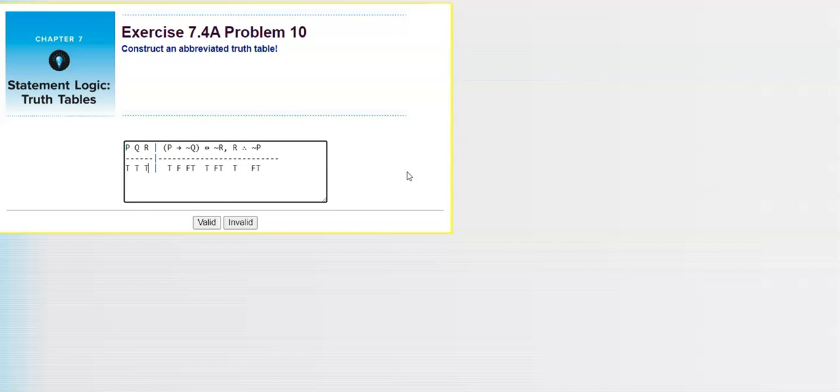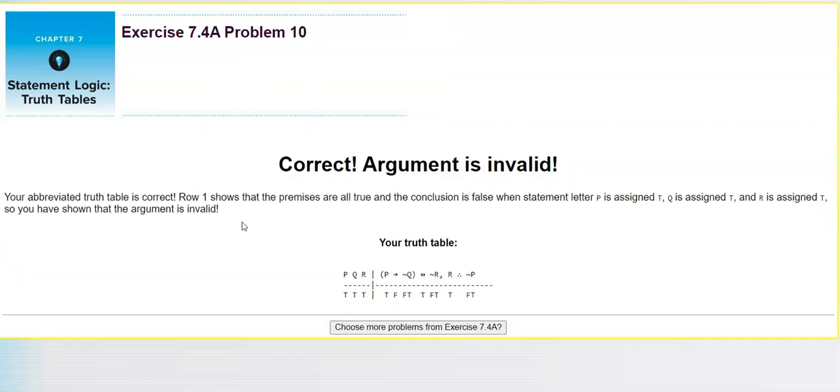And if we've done this all correctly, we should be ready to say that this argument is invalid. Let's click the button. And there we are. The argument is invalid, and we've done it.